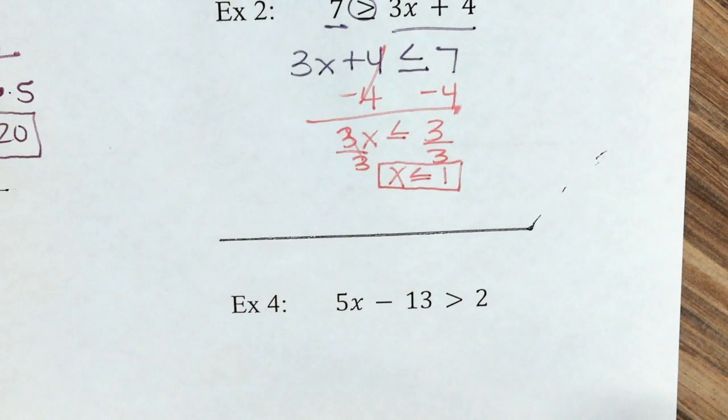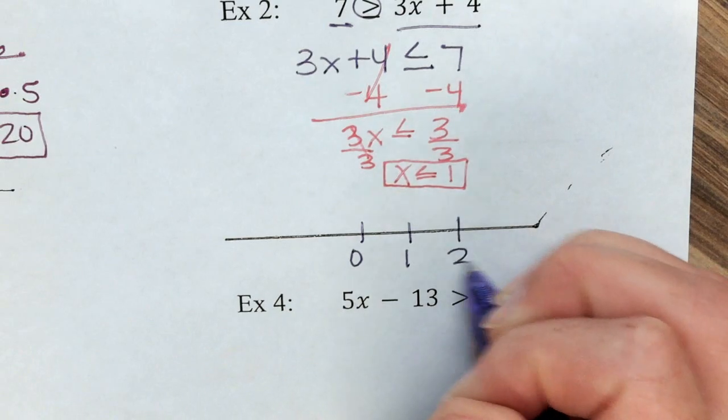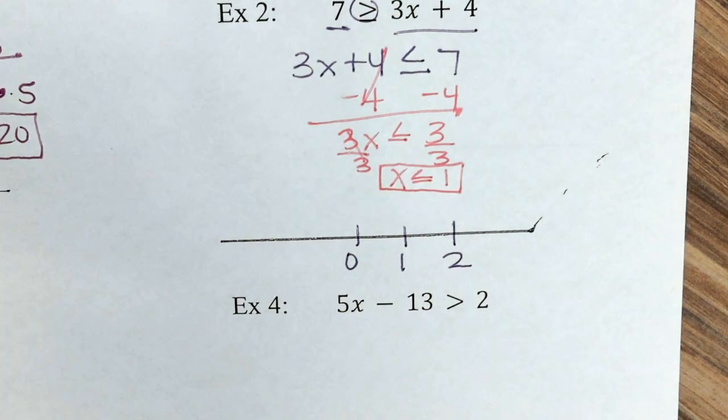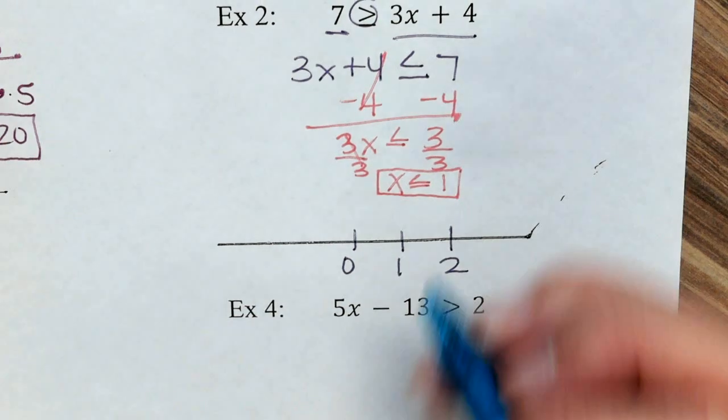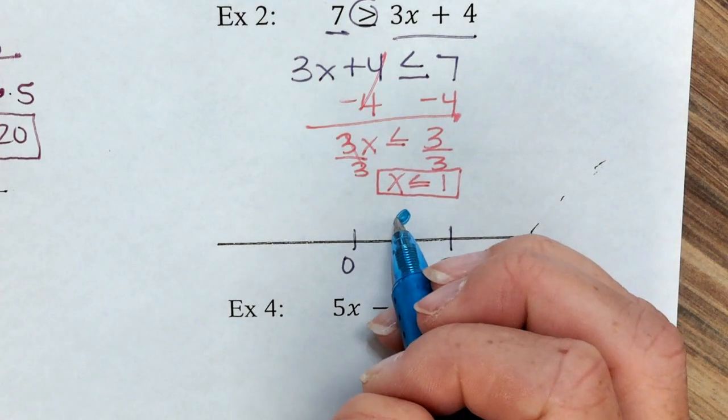I'm going to go put it on a number line. So I'm going to put 0 here. Here's 1, here's 2. And that's really all I need to put. What kind of circle is this going to have? Closed. And which way is the arrow going to go? Left.